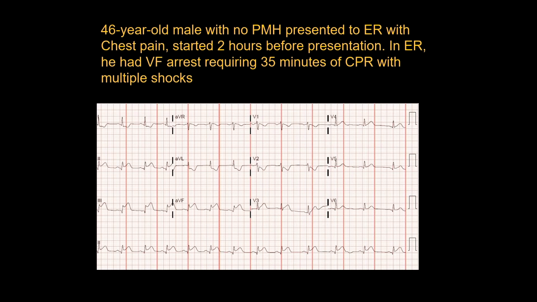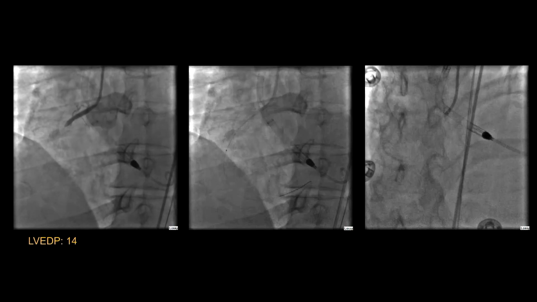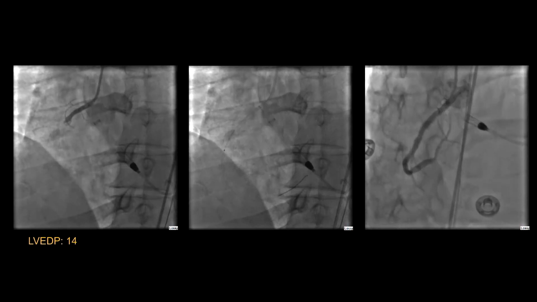Got a STEMI call, started driving in, and unfortunately these calls usually happen at midnight. Driving in, I get a call that the guy is arresting, VF arrest. By the time I get to the ER, it was 25, 30 minutes of CPR. Given he looked young, and the CPR started in-house, we decided to take the patient up to the cath lab. I started the case by placing a CP.